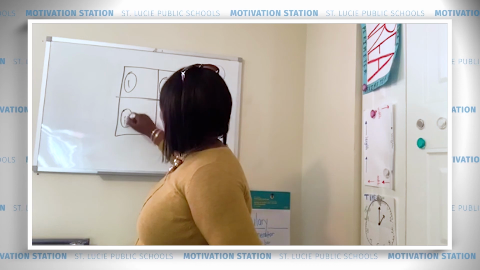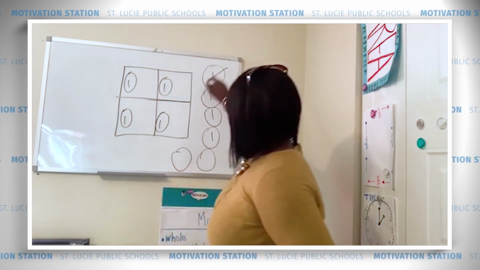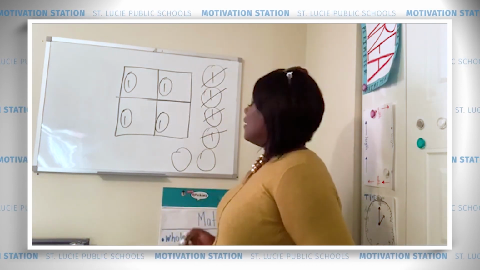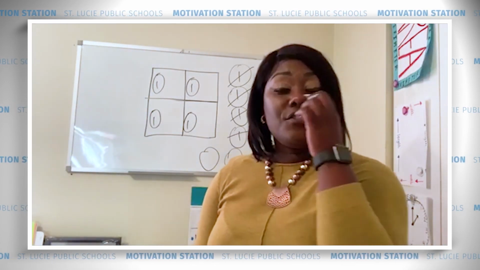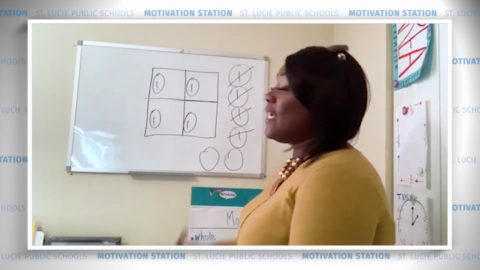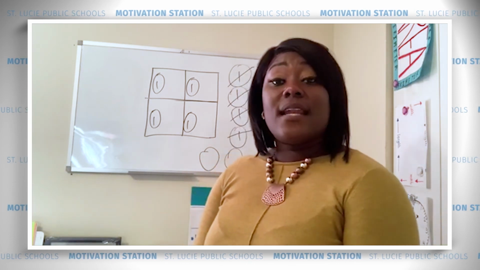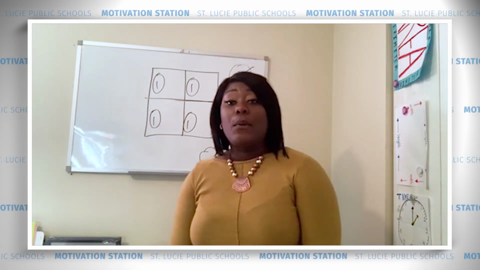Everybody gets one whole cookie. Now I'm left with two cookies. How do you share two cookies with four people? Because at this point, everybody has one cookie. But I still have two cookies that I need to share with those four people.